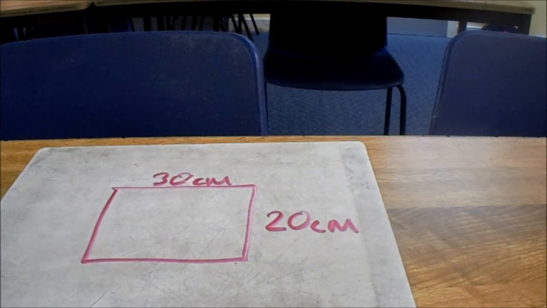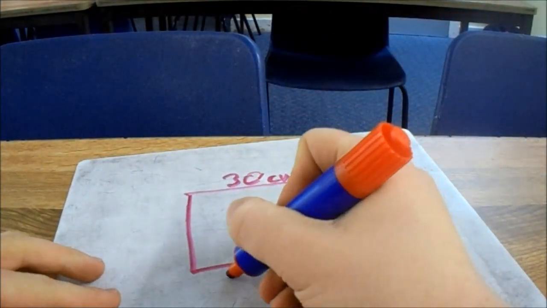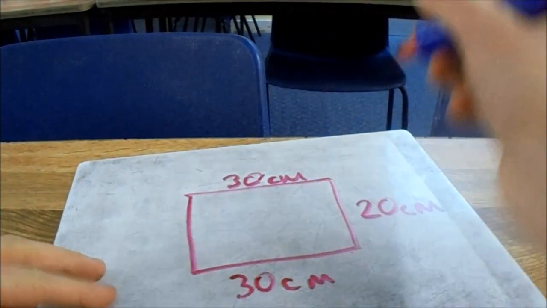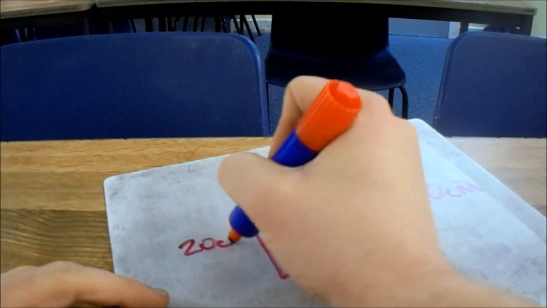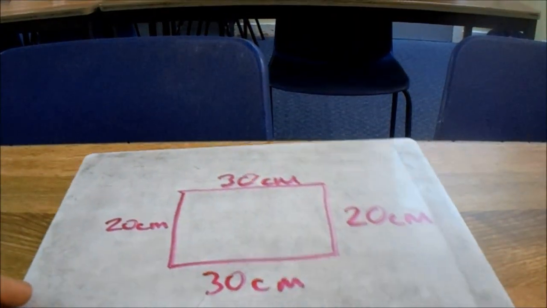Now, this is a fairly easy one for us to work out. As we know, on a rectangle, opposite sides are equal. So this side here must be 30 centimetres, and this side here must be worth 20 centimetres.